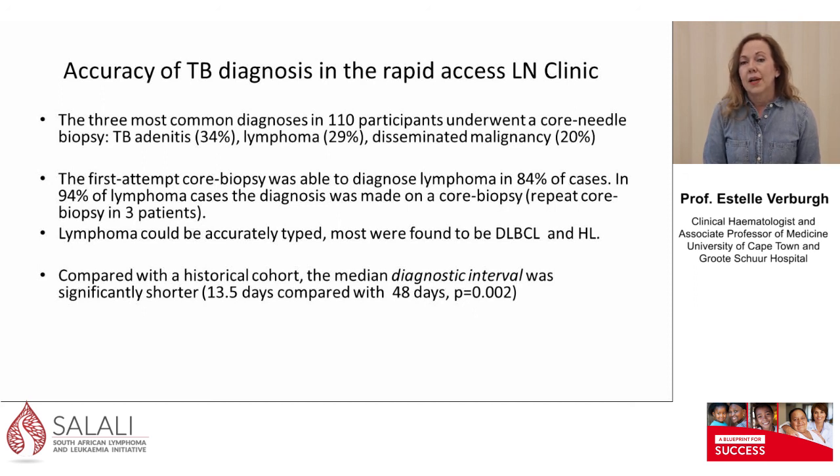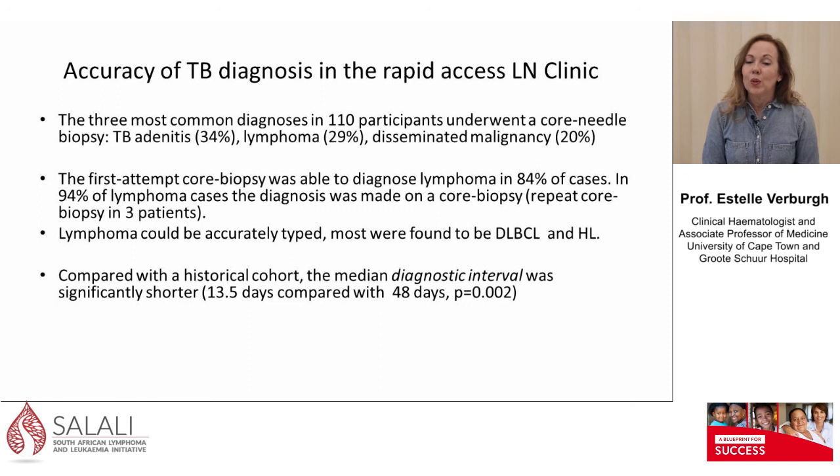If we look at the accuracy of TB diagnosis versus lymphoma diagnosis in this clinic, we can see that our three most common diagnoses in 110 patients evaluated so far, we had about a third of patients with TB, just under a third with lymphoma, and then a significant other proportion that did have disseminated malignancy in the lymph node. We could diagnose lymphoma in 84% of cases on a first attempt, and repeating it meant that we could diagnose lymphoma on a core in 94% of cases. So that is a very satisfactory outcome and compares very favorably with excision biopsy. And lymphoma could also be accurately typed, and they were our good old friends, Hodgkin, the good one, and DLBCL, the bad one.